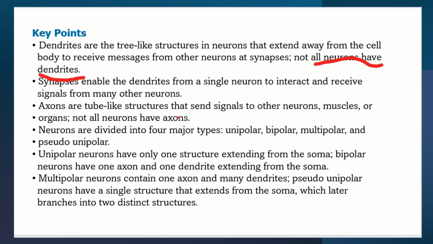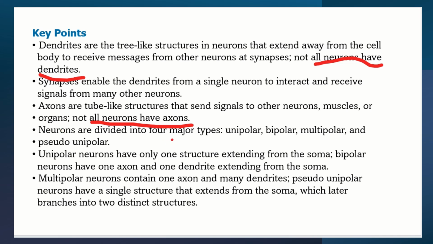Axons are tube-like structures that send signals to other neurons, muscles, and organs. Not all neurons have an axon. Okay, you have to keep this in mind. Not all neurons have dendrites and not all neurons have an axon. Sometimes they have dendrites, sometimes they have an axon only.